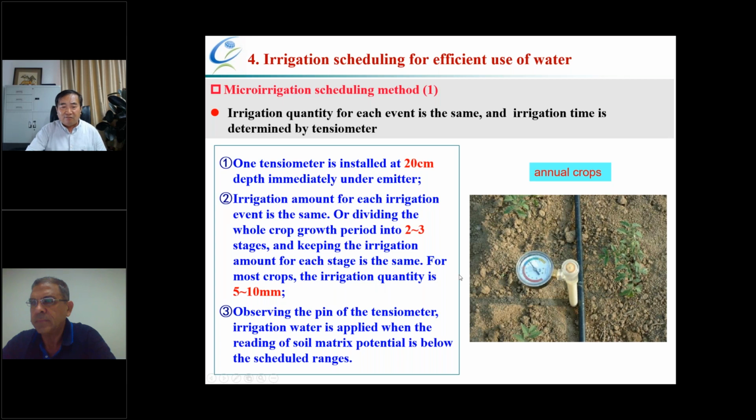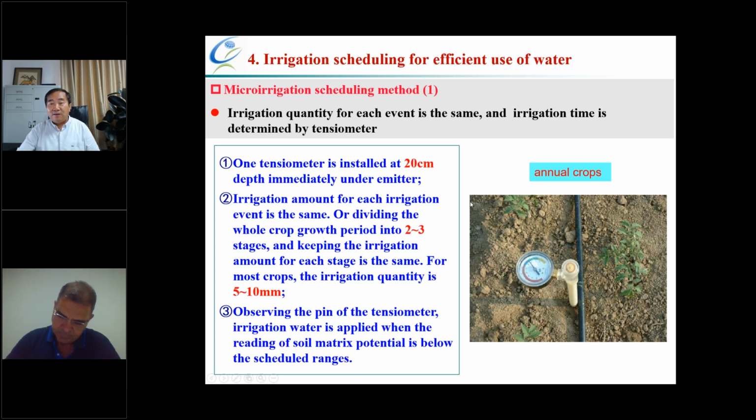Second, the irrigation amount for each irrigation event is the same, or we can divide the whole crop growth period into 2 to 3 stages and keep the irrigation amount the same within each stage. For most crops, an irrigation quantity of 5 to 10 millimeters per event is enough. Then we observe the pin of the tensiometer. Irrigation water is applied when the reading of the soil moisture potential is below the scheduled range.